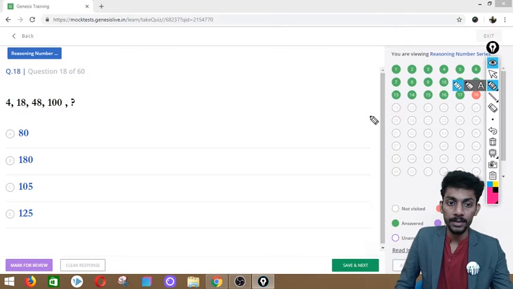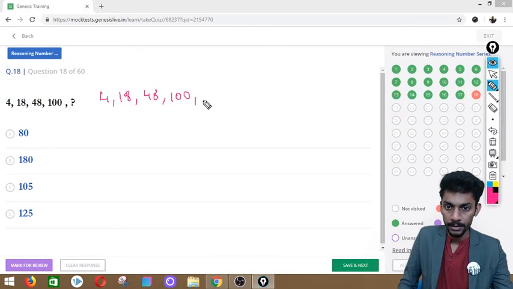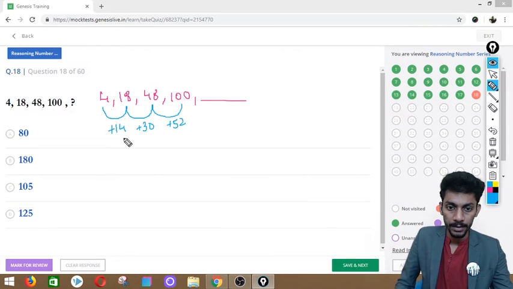Next question, question number 18. It says 4, 18, 48, 100, dash. Okay. So let's check the difference first. The difference here is plus 14. The difference here is plus 30. The difference here is plus 52. Correct? What's the next difference? The left difference is 6 here.